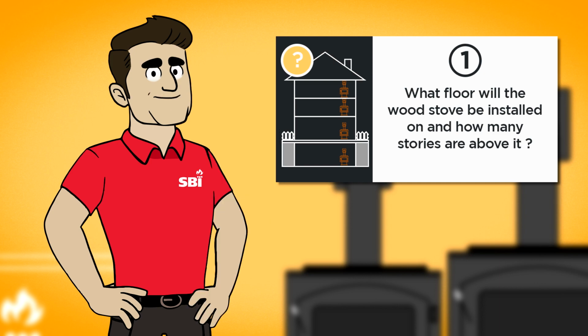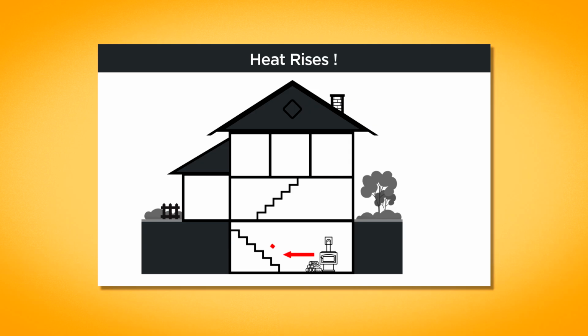Keep in mind that heat rises. Thus, a wood stove located in the basement will radiate heat to the ground floor. However, a wood stove located on the ground floor will not send heat to the basement. This principle also applies to high or cathedral ceilings. It must be expected that a certain amount of heat will be lost due to the height.